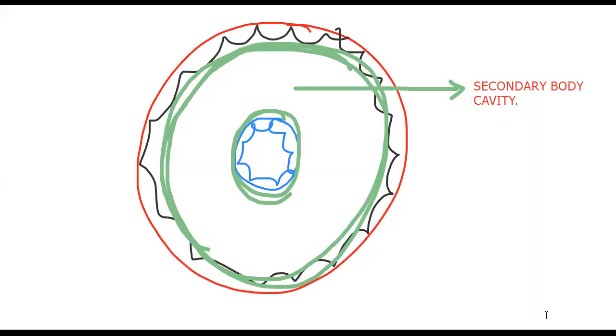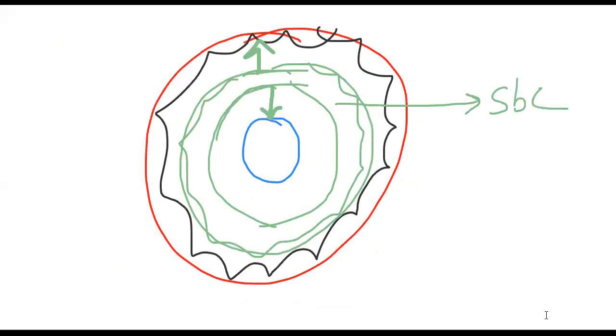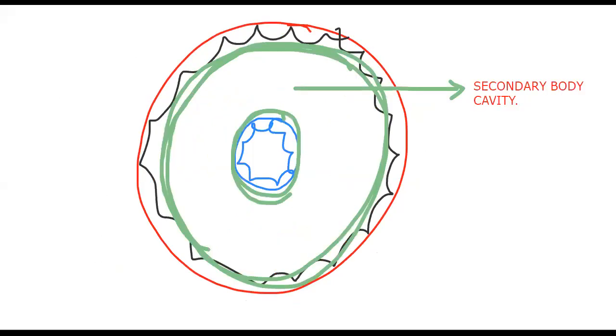Okay, let me show you. Here there is a primary body cavity. In this diagram also we'll have a little primary body cavity, this area, isn't it? Then when we see the final, only the secondary body cavity is present. So in this secondary body cavity, which we can see here, mesoderm is there on both the ectoderm side and endoderm side.